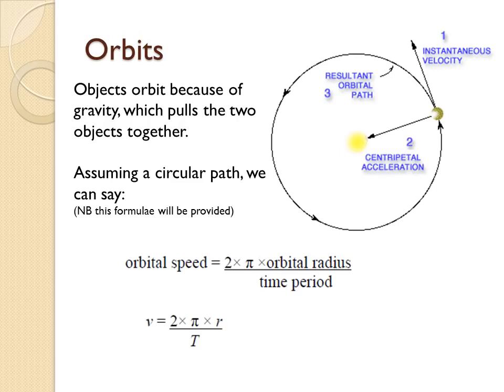You can calculate the orbital speed using this formula. Orbital speed is 2 pi times the radius over the time period. This, of course, assumes that the orbit is a circle. This formula is provided on the Edexcel IGCSE paper.